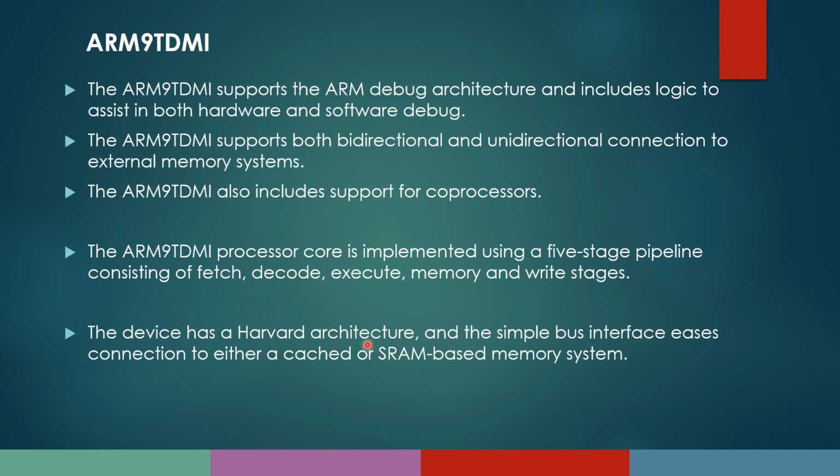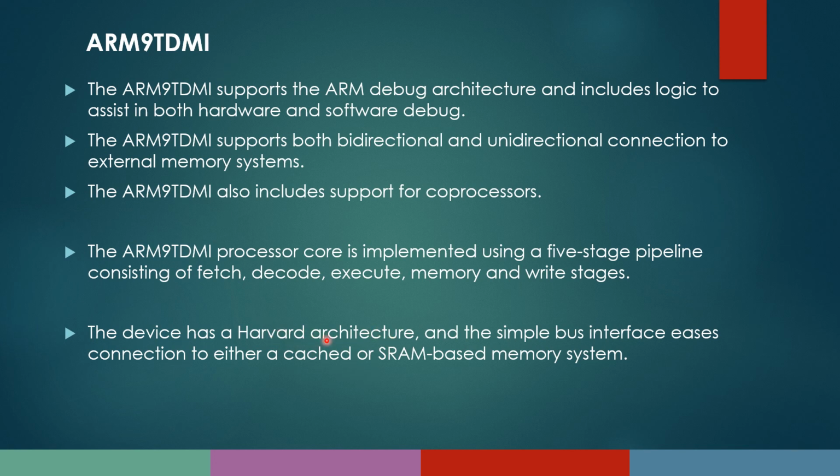We know that we have got von Neumann and Harvard architecture. So in case of von Neumann architecture, we have got a single place for storing our program memory and our data memory. Whereas in case of Harvard architecture, we have got separate program memory and data memory. So in case of embedded system applications, such a type of ARM processor is very much suitable.